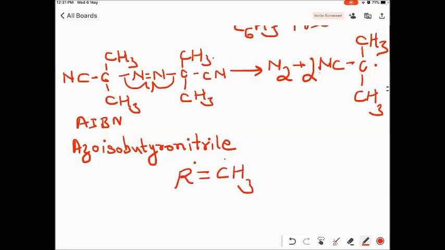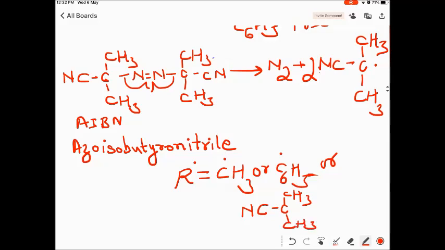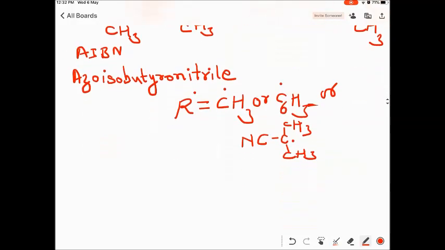a methyl free radical, or it can be a phenyl free radical, or it may be this nitrile derivative from AIBN, this free radical. So this free radical acts as a chain initiator. Now let us write the mechanism of polymerization of ethene.